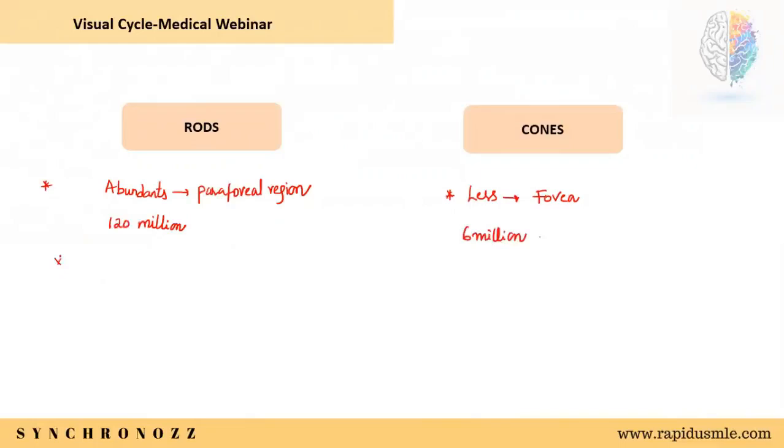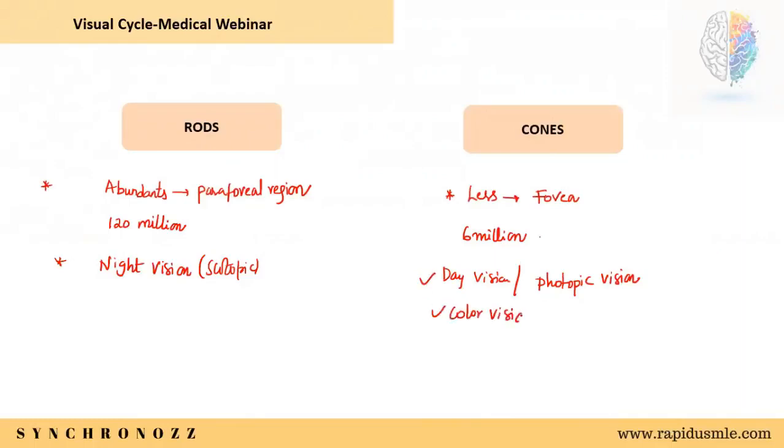The next important point to be noted is that rods are more useful for night vision, also known as scotopic vision. And cones are more important for day vision, also known as photopic vision. One take home for you is that the cones are also important for color vision. So color interpretation is a function of cones. When it comes to photoreceptors, color interpretation is a function of cones.